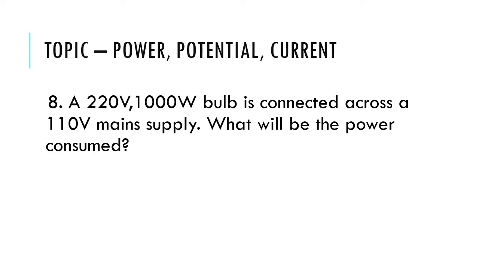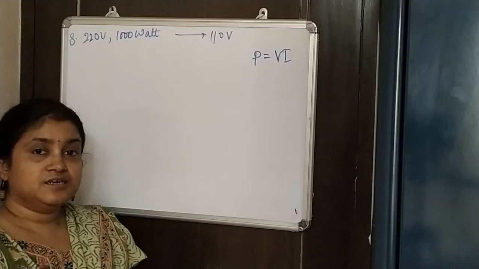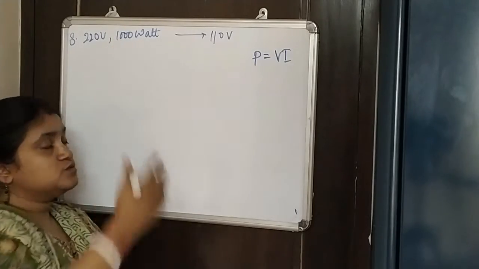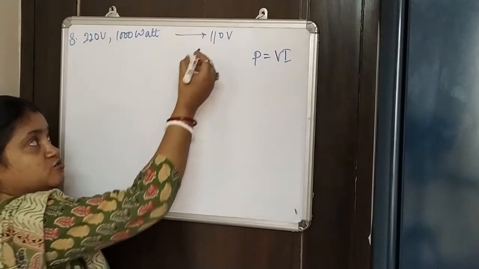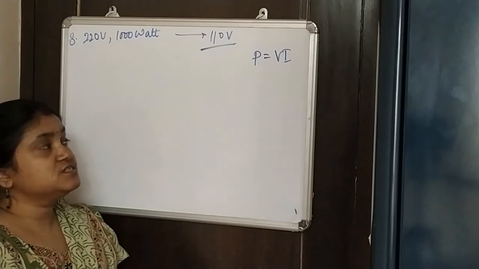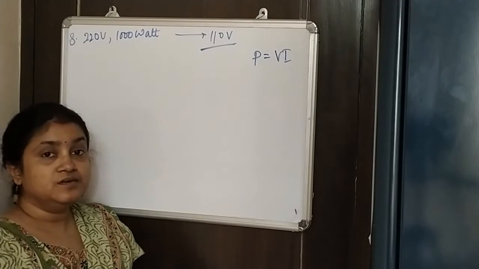8th numerical. A 220 volt 1000 watt bulb is connected across a 110 volt main supply. What will be the power consumed? Coming to our next numerical, it says that a 220 volt and 1000 watt bulb was connected to a power supply of 110 volts, and we need to find what is the power consumption for this particular bulb.